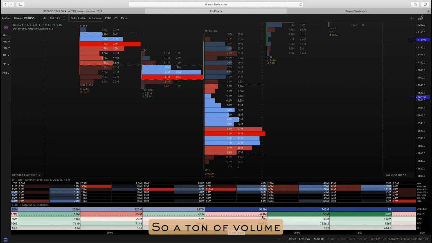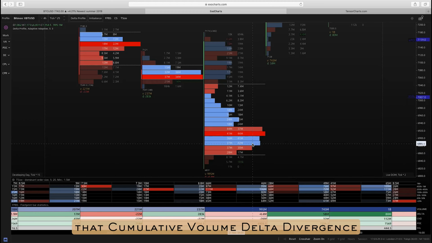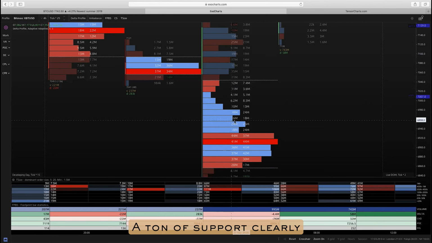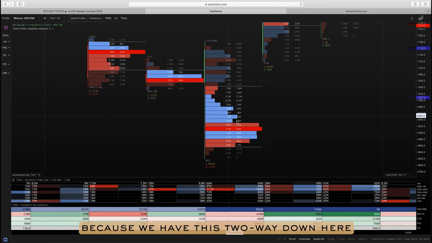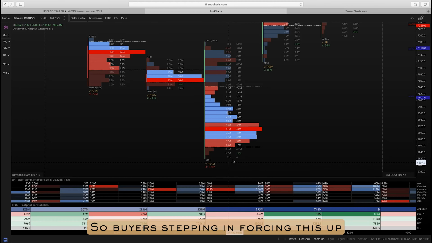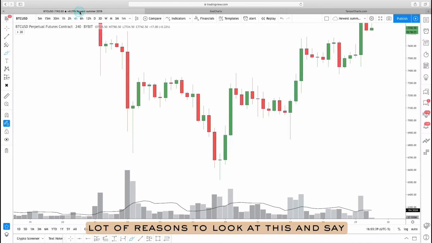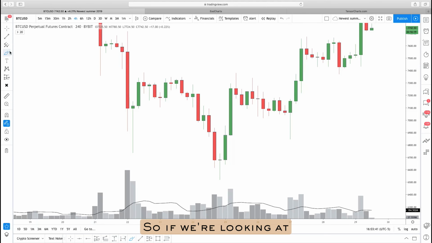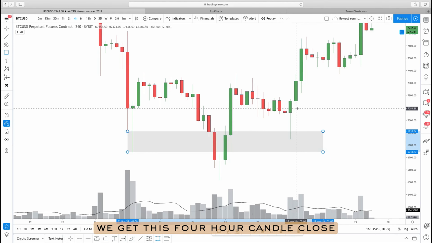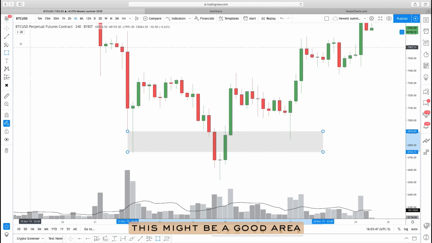So a ton of volume, that cumulative volume delta divergence and delta divergence, a ton of support clearly, because we have this two-way trading down here. It was absorbed in some way. We have this imbalance, so buyers stepping in, forcing this up. There's a lot of reasons to look at this and say this is bullish. If we're looking at this test and we get this 4-hour candle close, we could say this might be a good area to enter a swing trade.